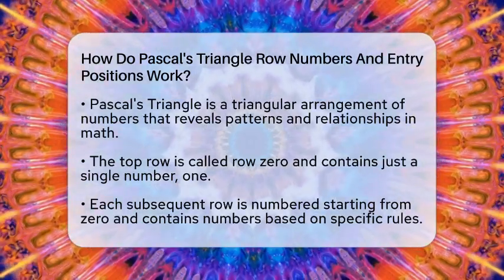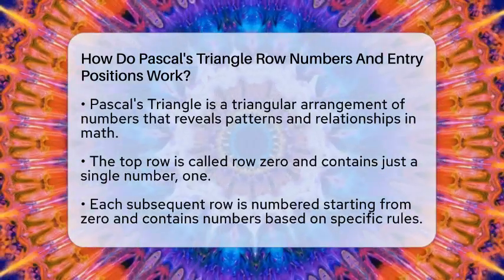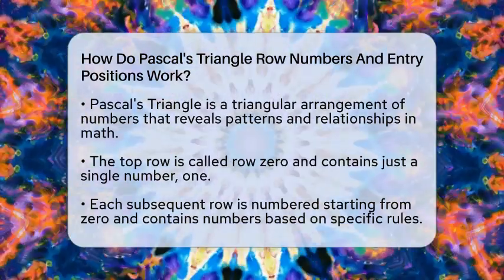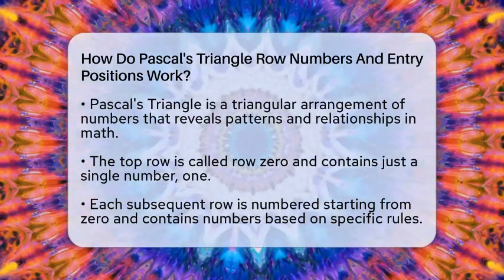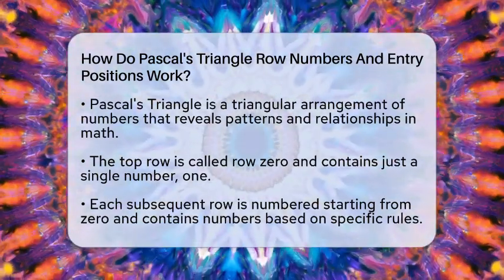Each row in the triangle has a special number called the row number, starting from 0 at the very top. The top row is just a single one, and it is called row 0. The next row down is row 1, with 2 ones, and so on.